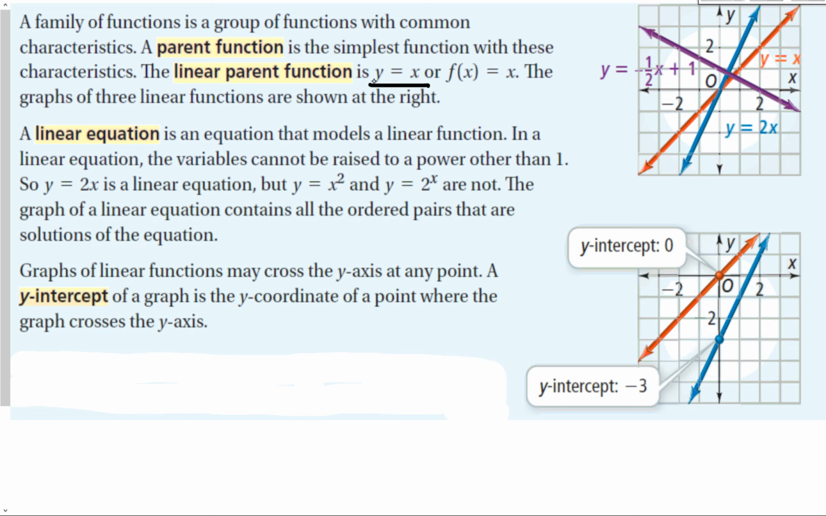So if I plug in 2, I get 2. Plug in 3, you get 3. Plug in 4, you get 4. Which would make a line like this one in red going at a diagonal, positive from left to right. Look at these other lines: y is equal to 2x and y is equal to negative 1/2 x plus 1. These are all linear equations, and different linear functions.